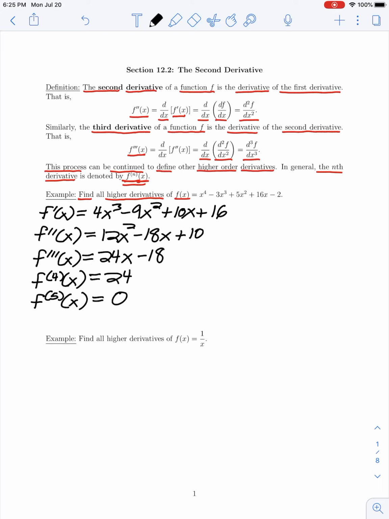We could write this as follows. The nth derivative of f is equal to 0 for all values of n greater than or equal to 5. That is our fifth derivative, and all of the higher order derivatives will be 0. So here we have found all of the higher derivatives of this function. Let's consider another example of that.